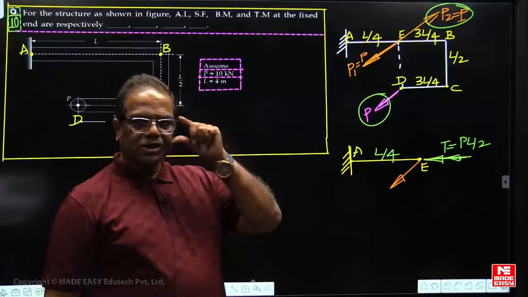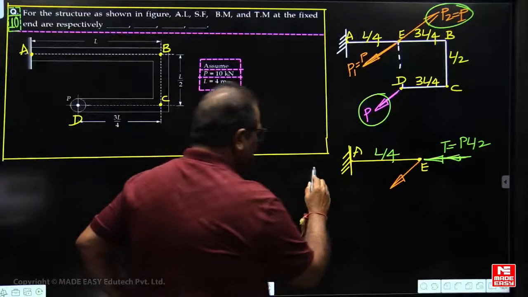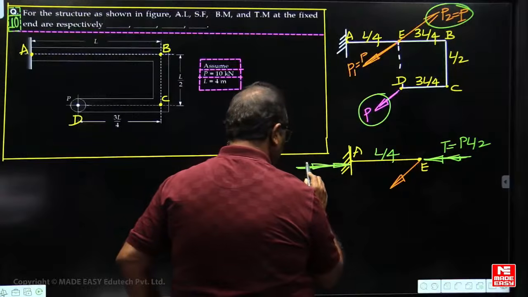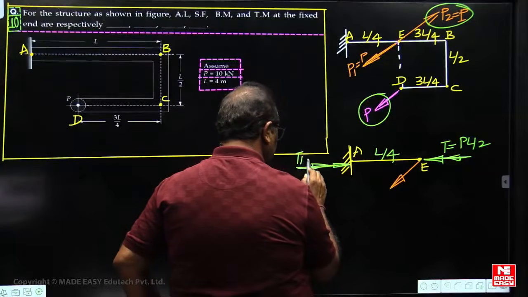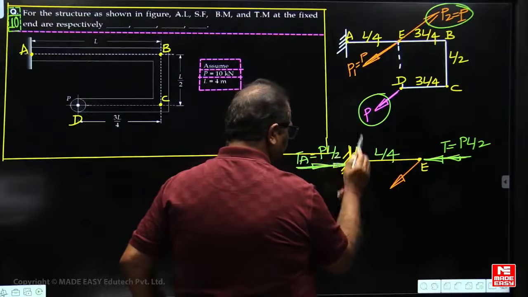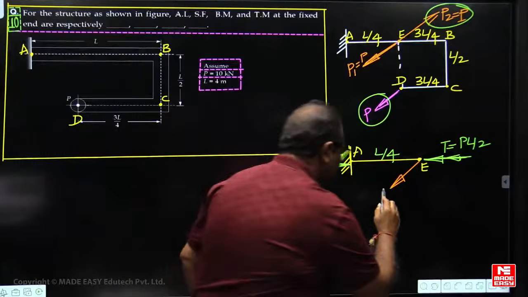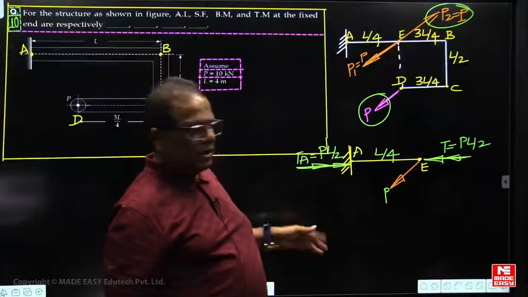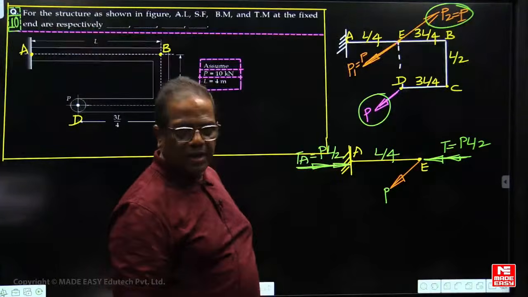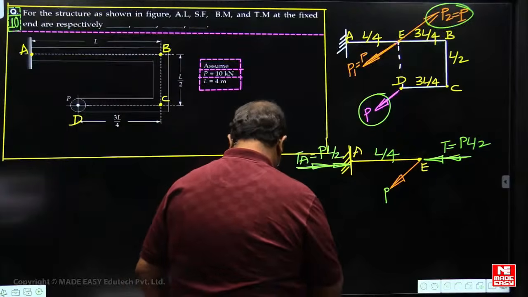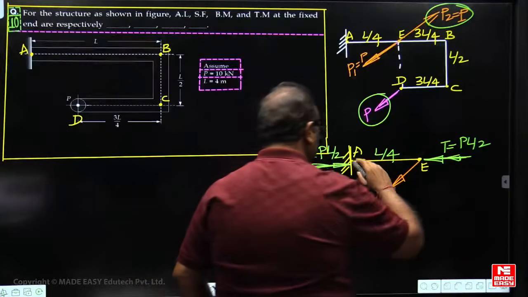Now you can enter the reactions at A. One twisting couple reaction, TA is equal to PL by 2, and since P is outward, here the reaction should be inward.